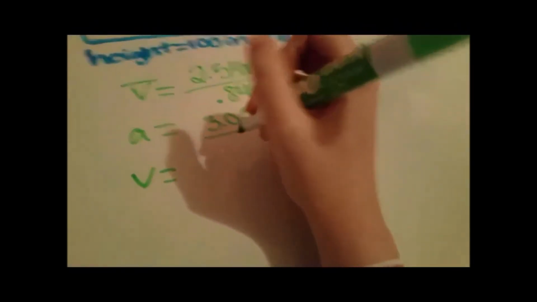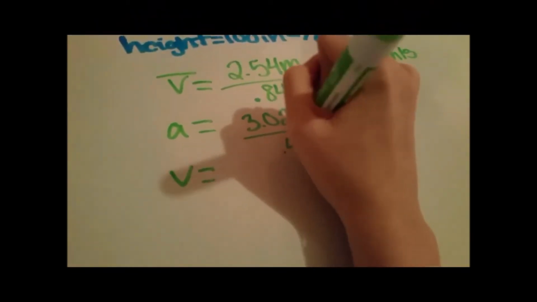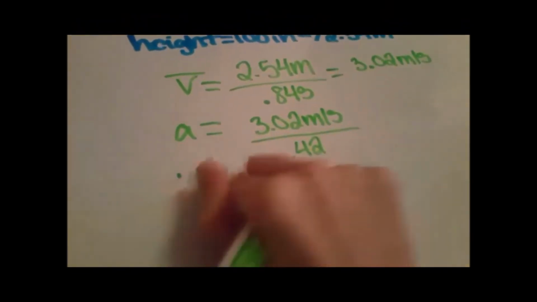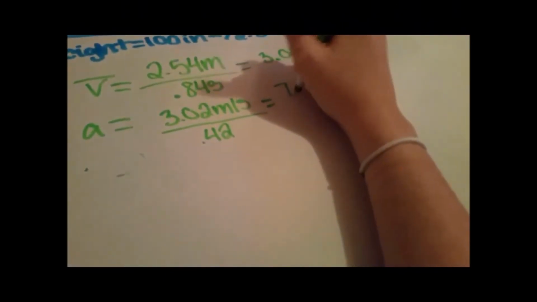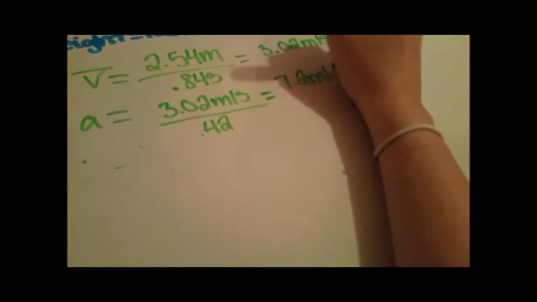So for this, you take 3.02 meters per second divided by 0.42, and that equals 7.2 meters per second squared.